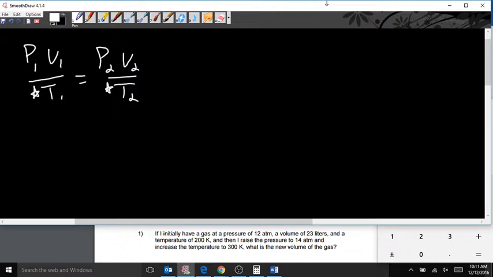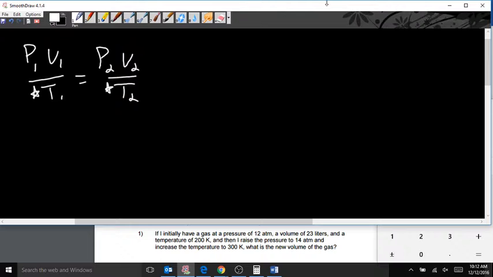For instance, Boyle worked with changes in pressure and volume, so that means temperature was kept the same. Charles worked with volume and temp, so he had to keep pressure the same. Gay-Lussac worked with pressure and temperature, and he had to keep volume the same. In real life, though, we can't always control for these things. So we have what's called the combined gas law.